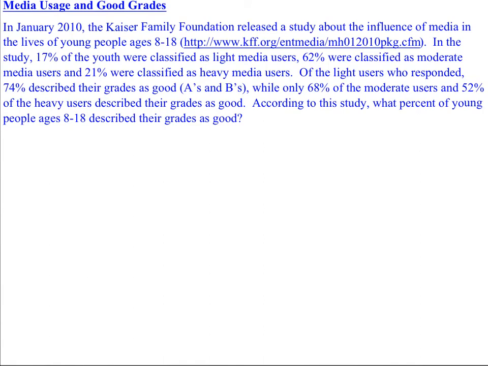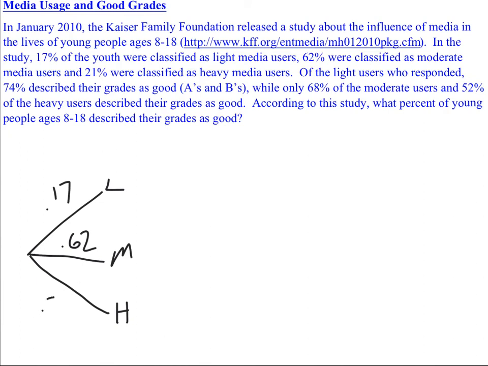All right, one more tree diagram, and then we'll call it quits for our first day here. All right, so the first set of branches is going to be their media use. Low, medium, and high. 17% said they're low media users, 62% said they're medium, 21% said high.